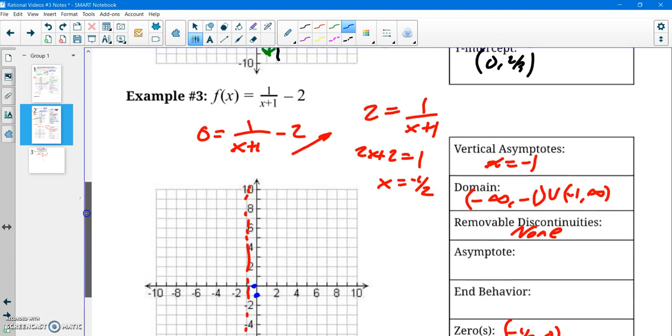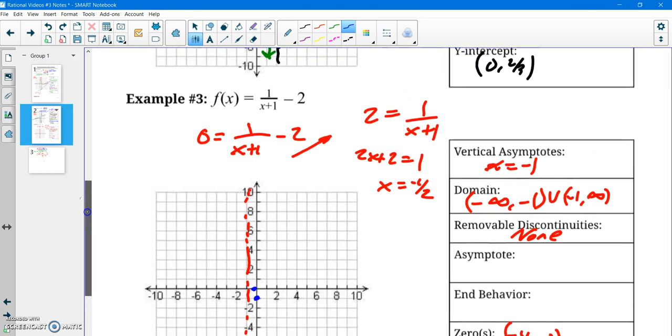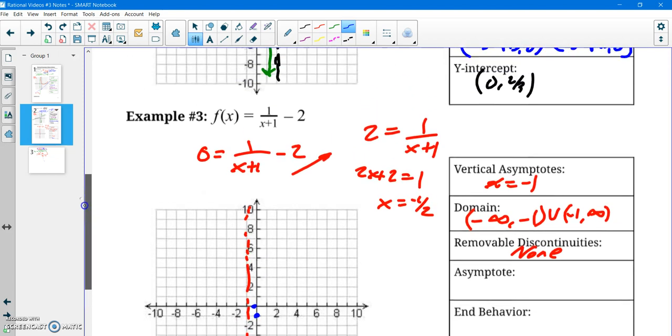Okay. So now if we think about the asymptote and the end behavior, the way to think about this is, let's just, in your mind, think about if you plugged in a super large number for x. Let's say you plugged in 1,000,000 for x. You'd have 1 divided by 1,000,001. Well, 1 divided by 1,000,001 is like 0, basically. It's really small. Minus 2. Something really small minus 2. Basically -2.